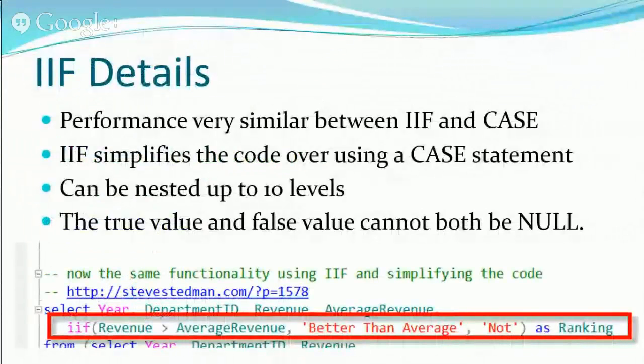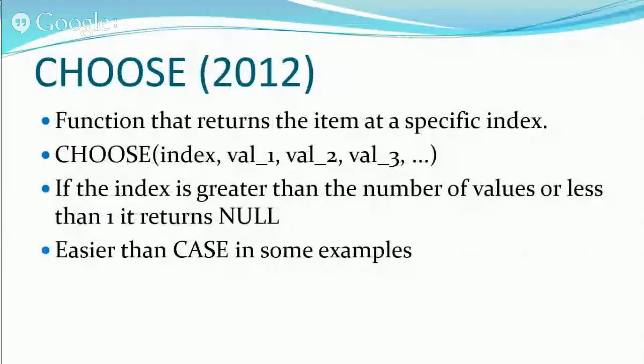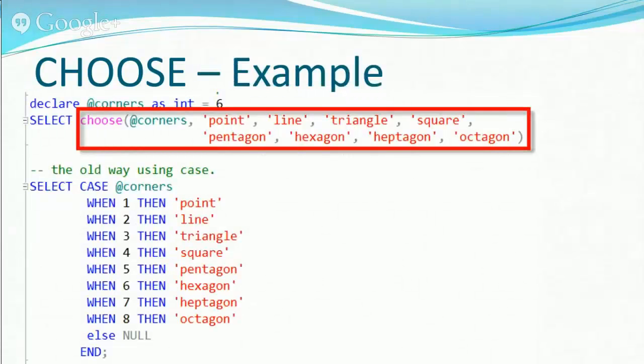Another way to simplify the case statement is the choose function. Again, this one was introduced in SQL Server 2012. It's a function that returns an item at a specific index. You give it an index, which is just an integer, and a number of values, a number of parameters being passed in, and it gives you back the one at that position. If the index is greater than the number of values or less than 1, it returns null. So if you say, give me choose of 0 of whatever your list is, you're going to get null back. And it's easier than case in some examples. Let's take a look at an example here.